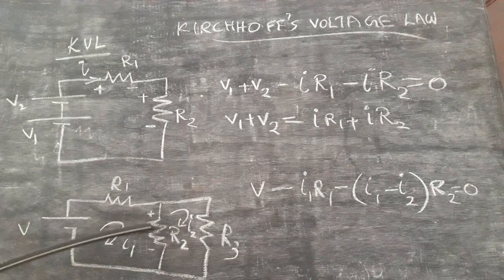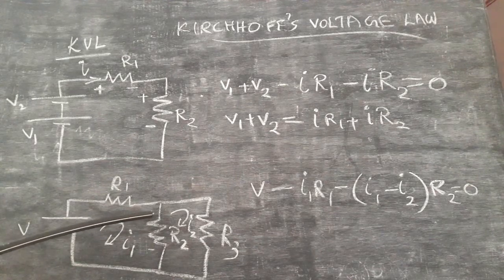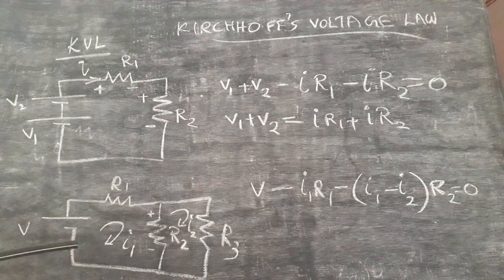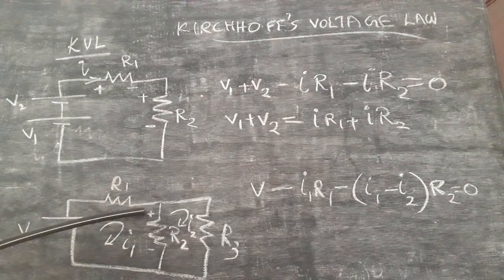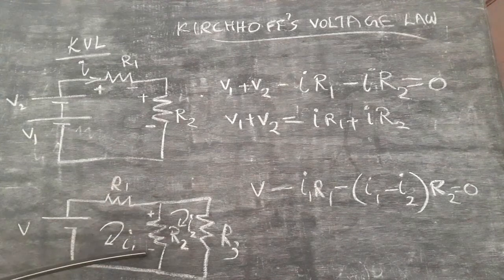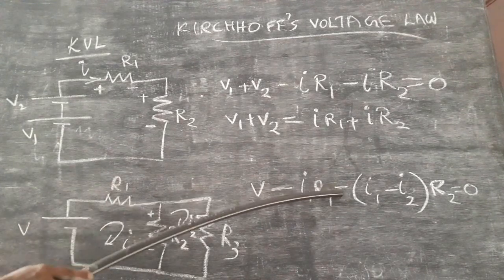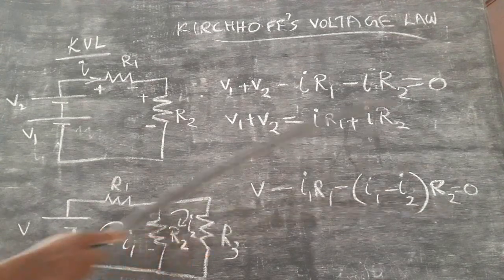Then comes the next element in the loop. In the next element I marked here plus and here minus. See, this current I1 enters here and leaves here, so there will be a drop. Plus to minus means voltage drop, so that should be negative. That is minus I1 R2.